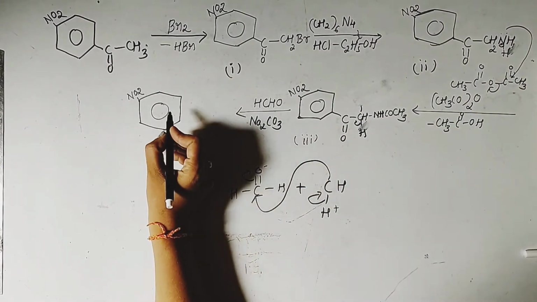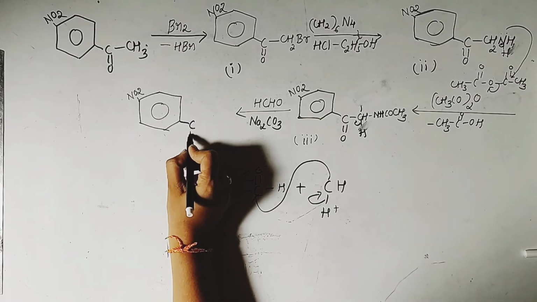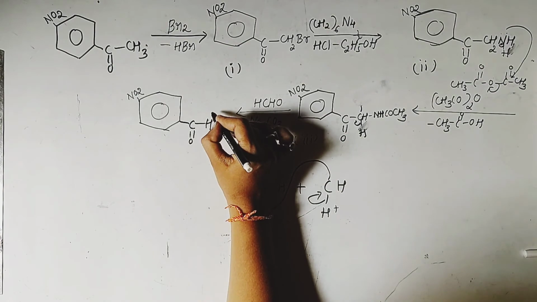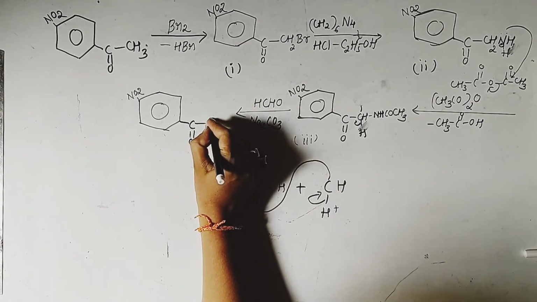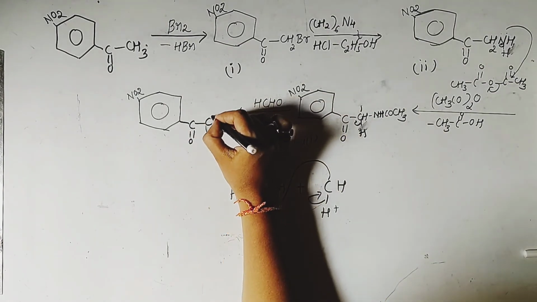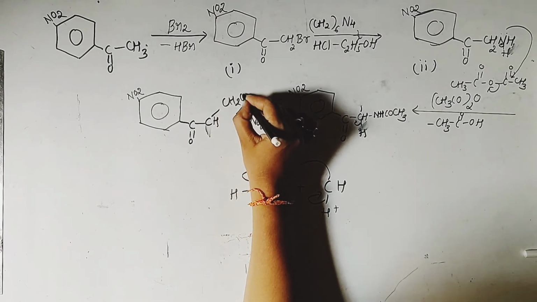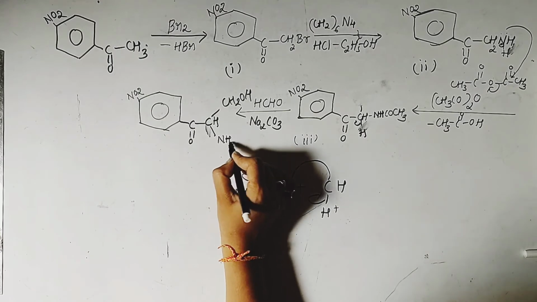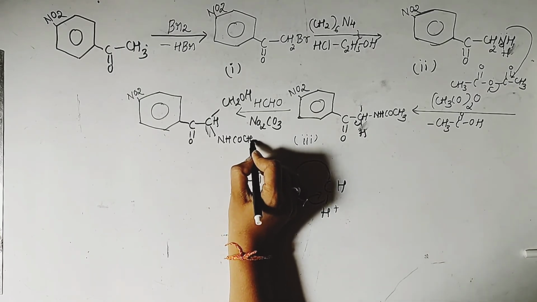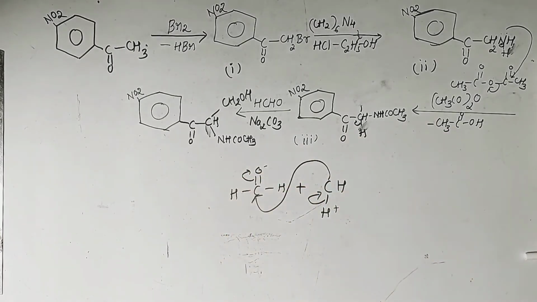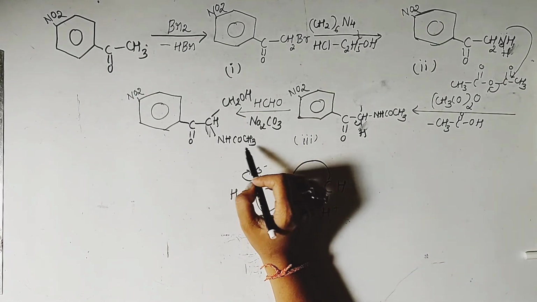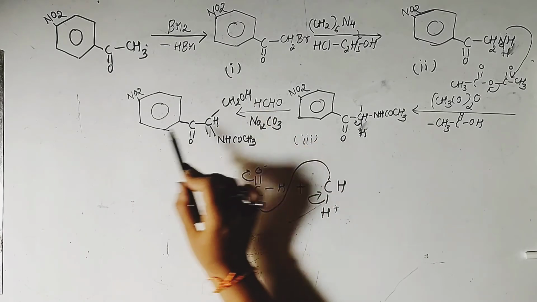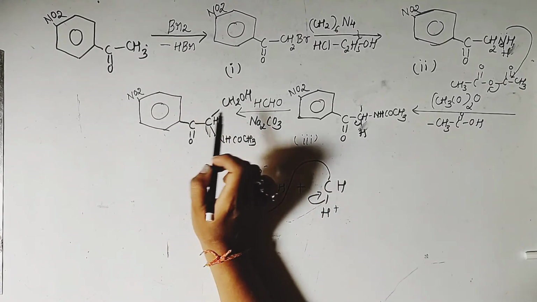So this is the part CO and this is CH, and at one side it contains CH2OH and here NH CO CH3, and this compound is known as alpha-acetamido-beta-hydroxy-para-nitropropiophenone.